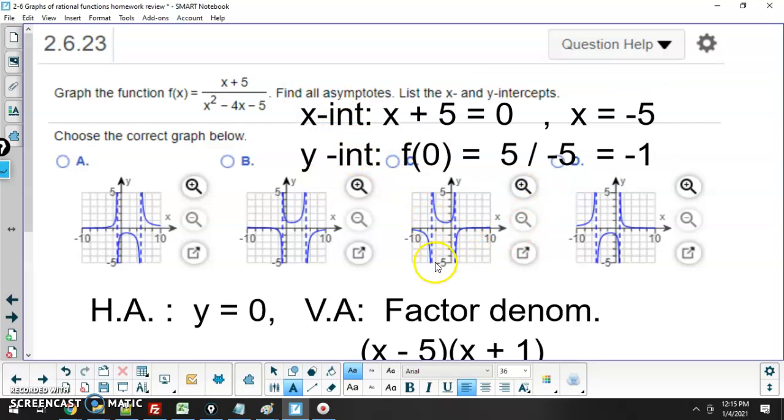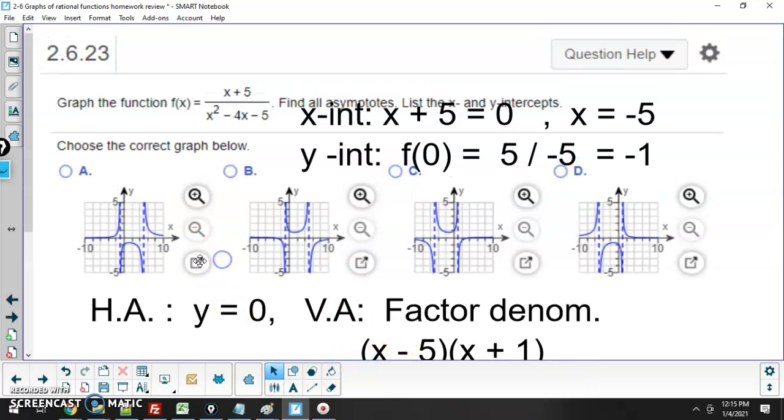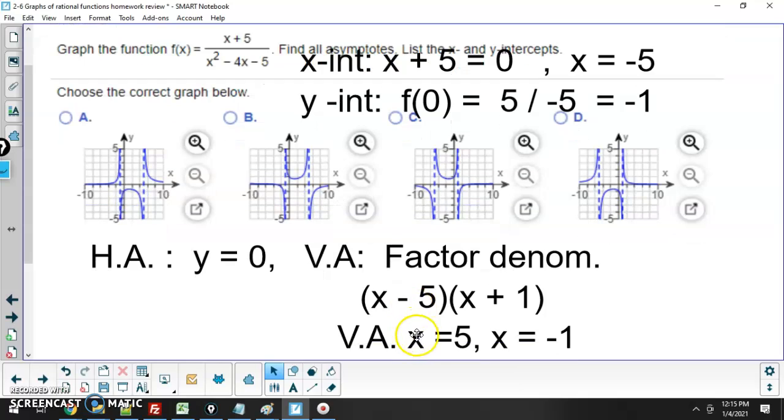All right, now with all that information, you can figure out which one's the correct graph, hopefully. You want to look for the vertical asymptotes first to kind of cut things down. You have 5 and negative 1. So looking at this one, it has the vertical asymptotes at 5 and negative 1. So does this one. This one's not right. This one's not right. Okay, so now let's see which one has the right intercepts. Y-intercept at negative 1. This one has a y-intercept at negative 1. Yep. This one doesn't. So that means it has to be choice A.